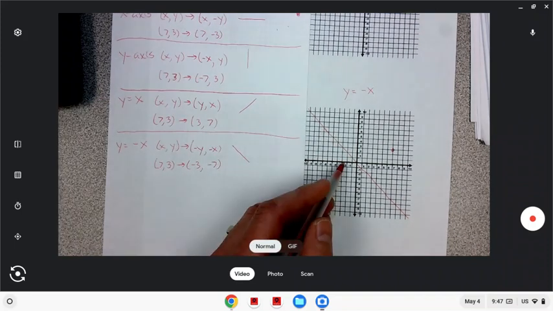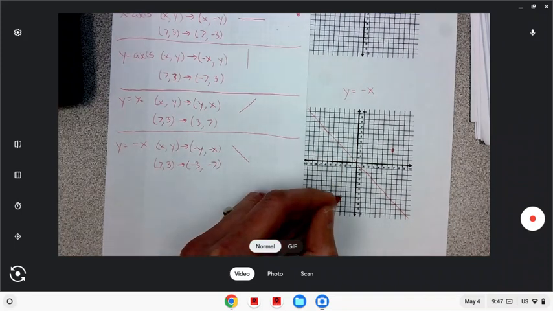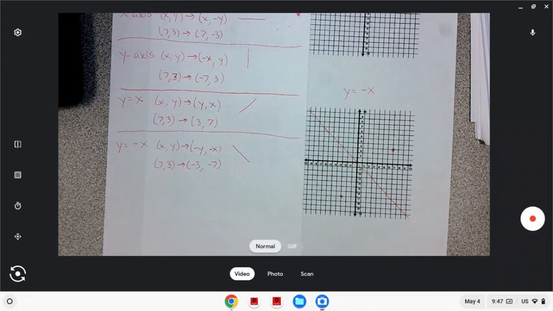I'm going to plot that point. And yep, that is on the other side, like it's been flipped across that line. Those are the rules. That's how to apply those rules for reflecting a point across any of those axes or lines.